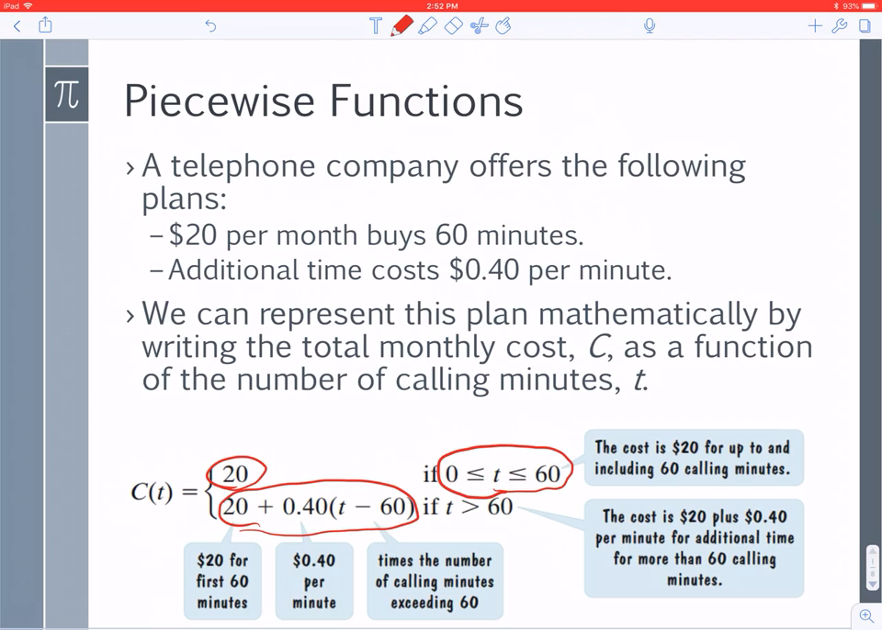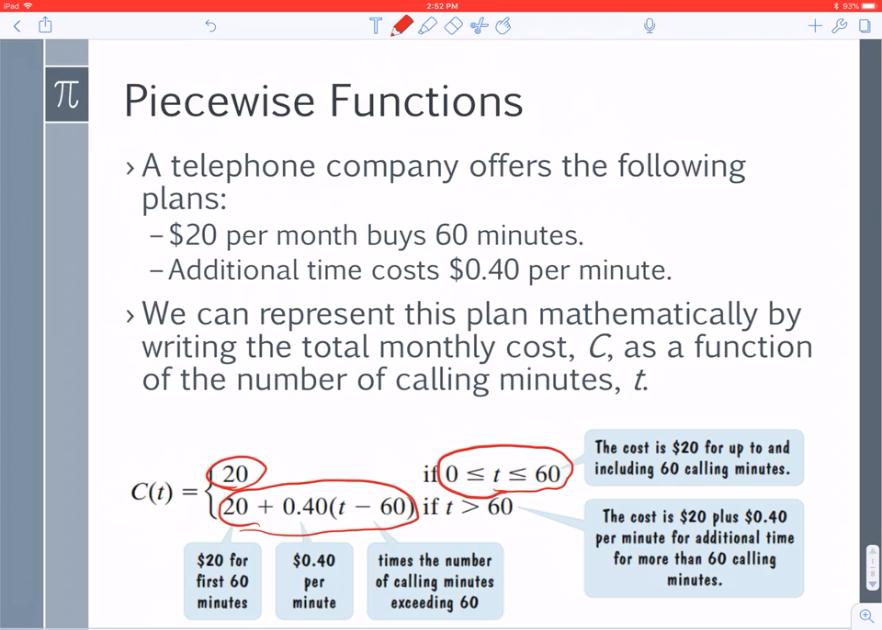Let's say I use 62 minutes. If I use 62 minutes, for those 2 minutes I was over 60 minutes, I'm going to get charged 40 cents a minute, or 80 cents. So my total cost for using 62 minutes would be $20.80.